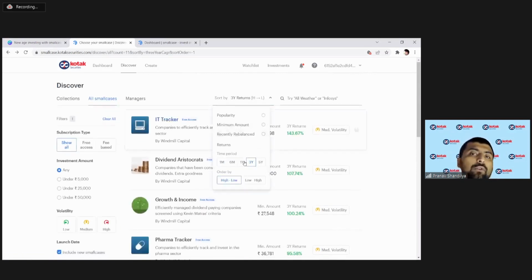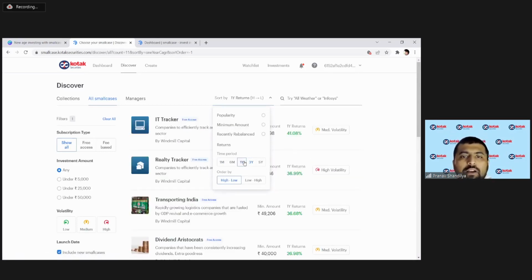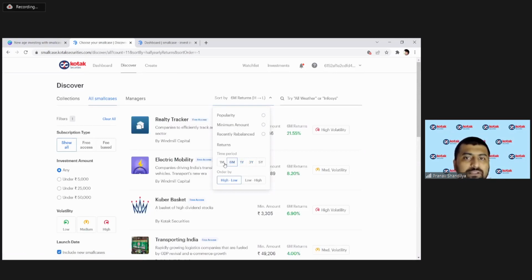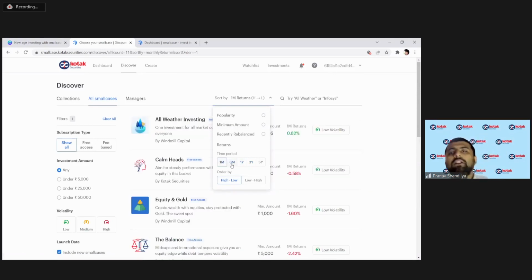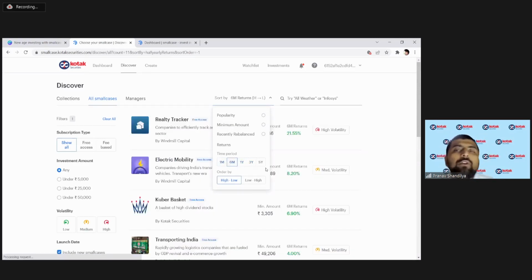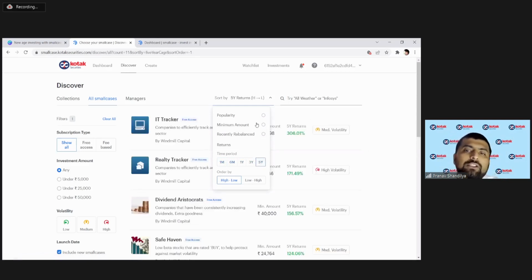So this is how you can use the sort by functionality to figure out the best smallcases according to returns. You can even click on 1 year return over here. You can even click on 6-month return and even as much as 1 month return. So that is how you can go about segregating smallcases based on investment requirements as an option.